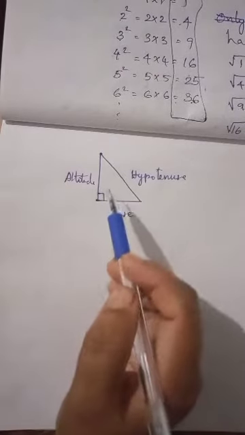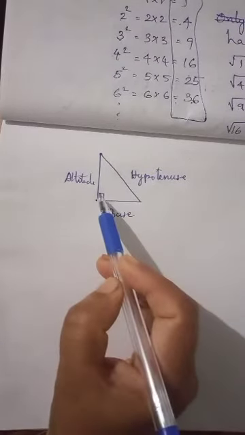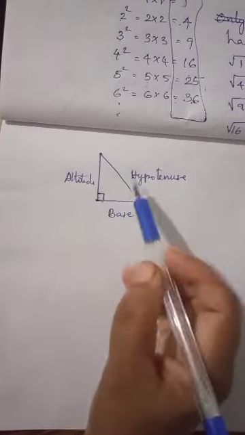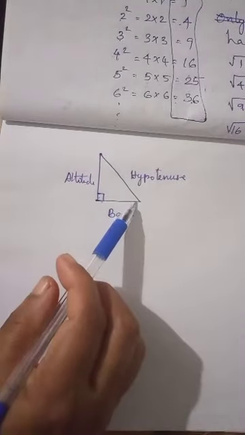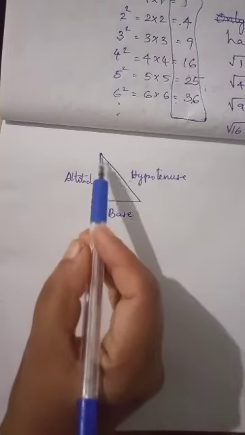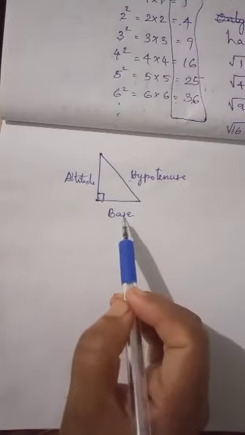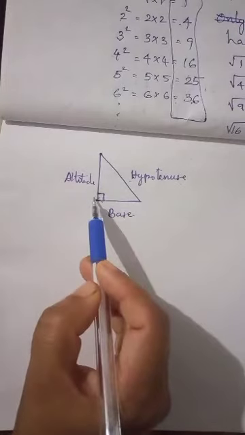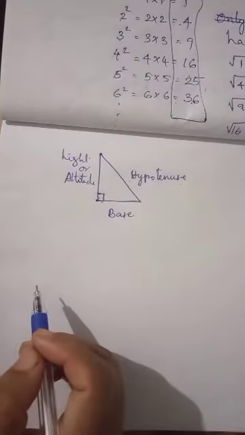Next, the right triangle. What about a right triangle? A triangle with one angle of 90 degrees. The side opposite the 90 degree angle is the longest side of the triangle. The name of that side is hypotenuse. Hypotenuse is the longest side of the right triangle. This one we call the base, the standing position, and this is the height or altitude of the triangle.